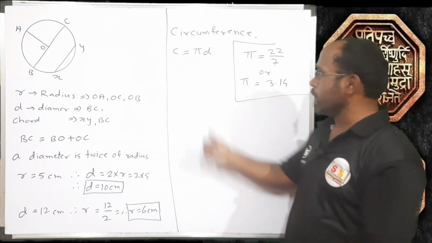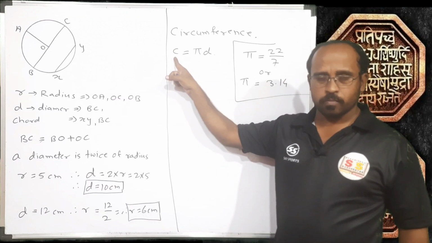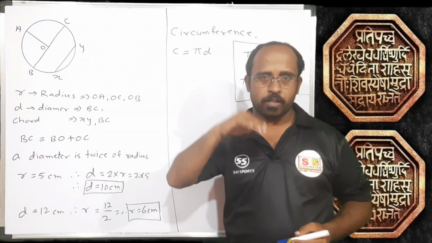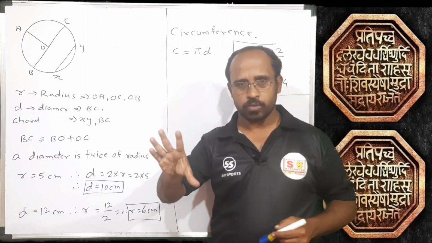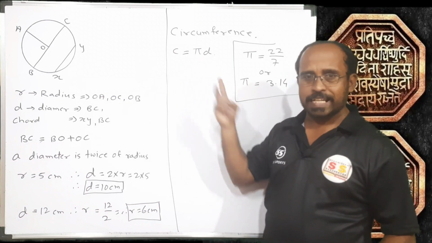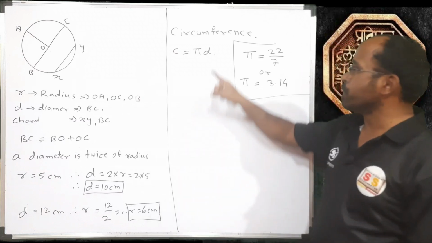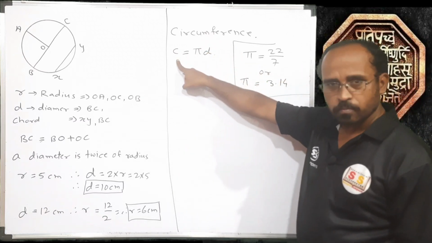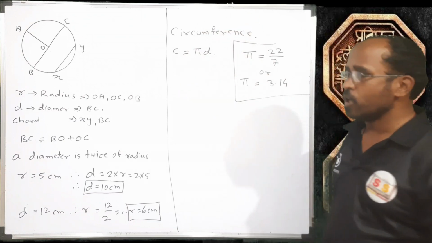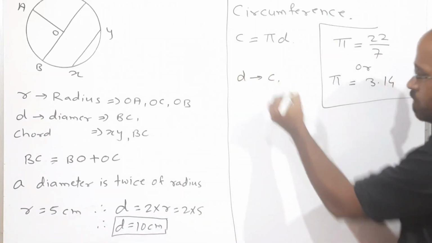Okay, so if D diameter is given, based on that we can find out circumference, because if in an equation there are three values and two values are given, we can find out third. If in an equation there are five values and four values are given, we can find out fifth one. So if in this equation there are two values C and D and one value is given, we can find out another. So if diameter is given, we can find out circumference. If circumference is given, we can find out diameter. Clear?